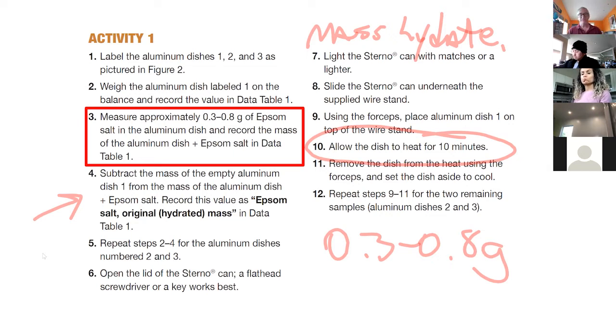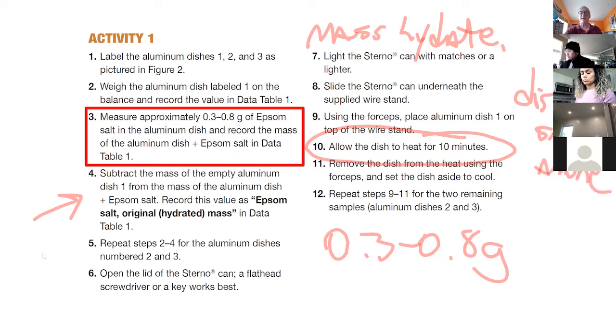So then you take it off the heat and let it cool down for a couple of minutes so you don't burn yourself or damage the balance, and then take the mass of the dish. Now the mass in the dish will be the dish plus the salt alone.